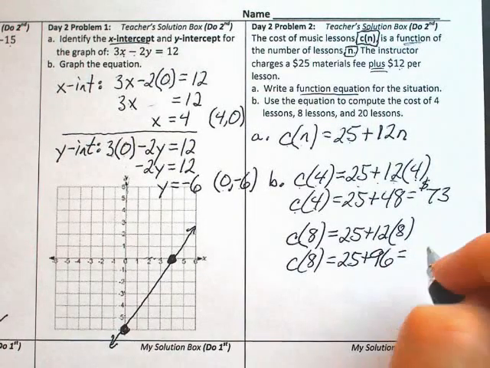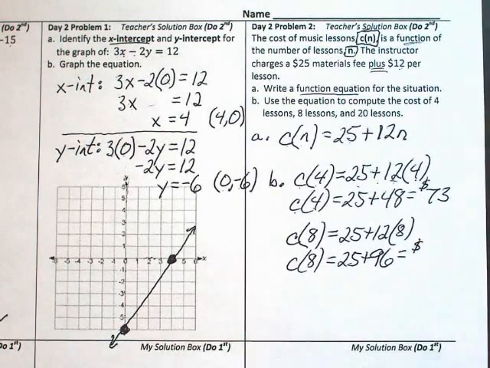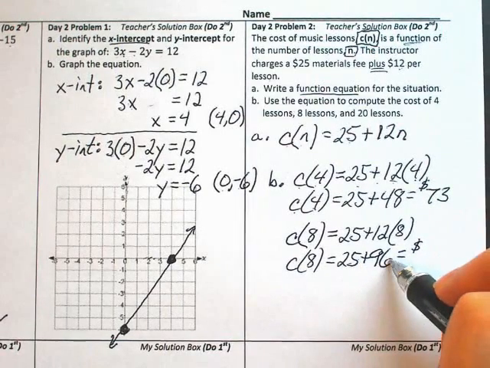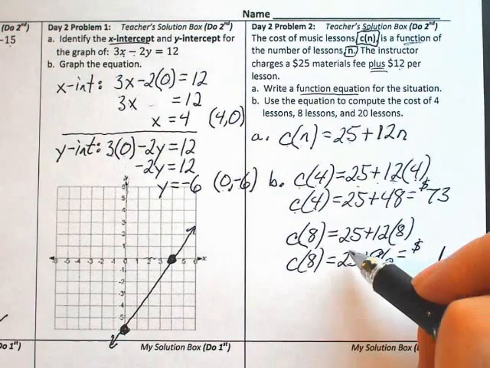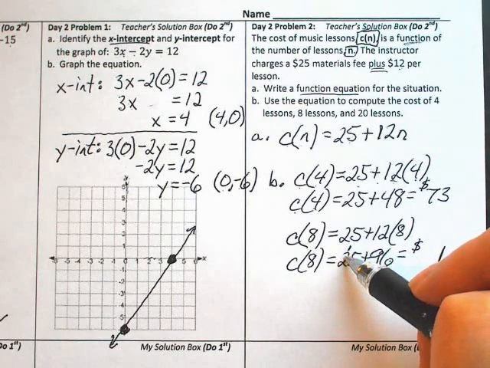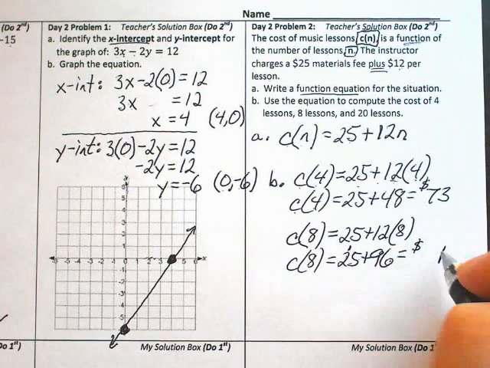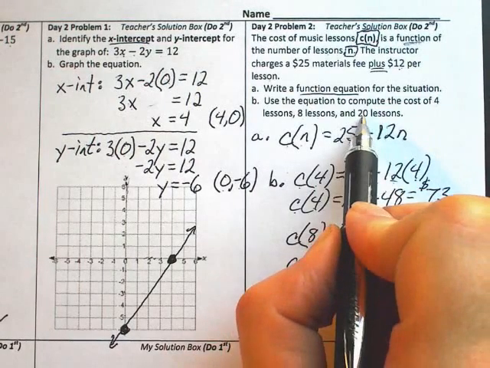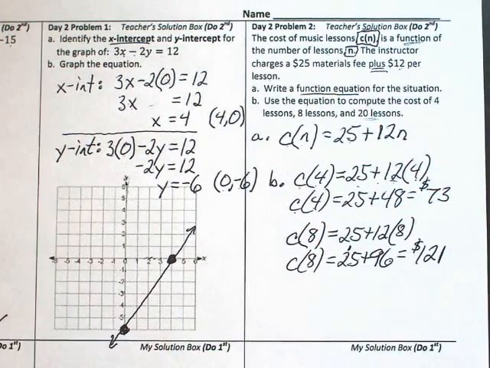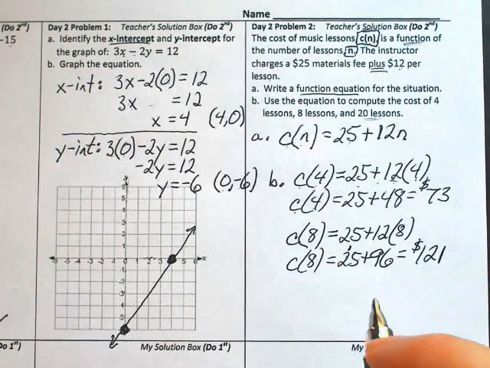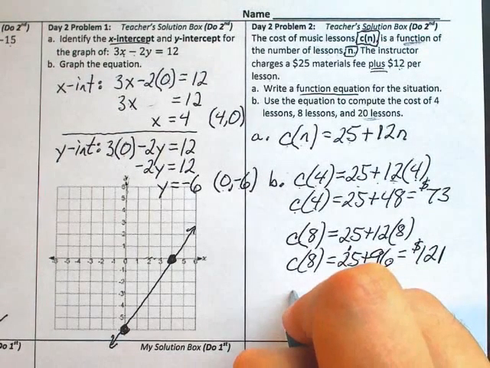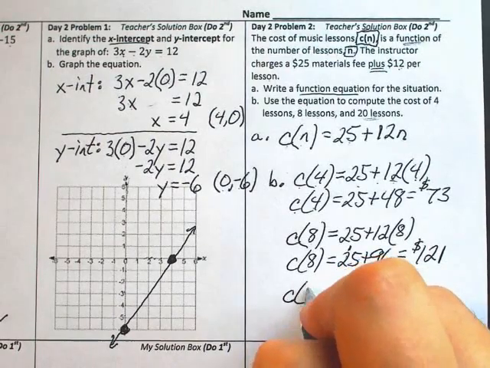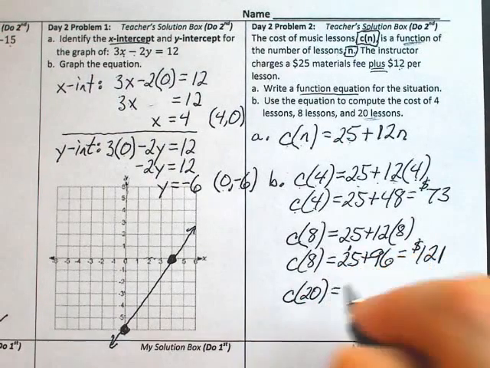So let's figure out what 25 plus 96 is. Okay. 5 plus 6 is 11. Carry the 1. And 1 plus 2 is 3, plus 9 is 12. $121. 8 lessons cost $121. Okay, one more to go. What about 20 lessons? If we want to figure out the cost of 20 lessons, then in function notation, that can be represented as C of 20.